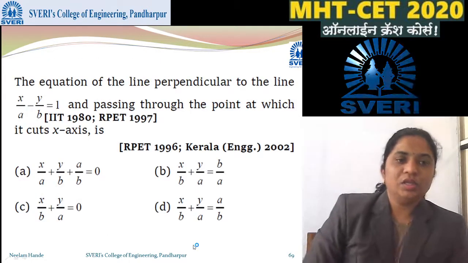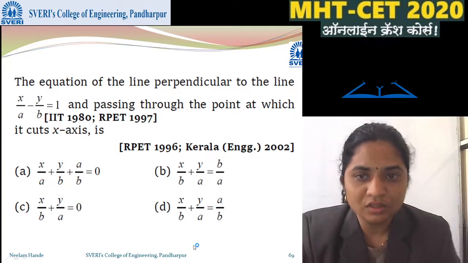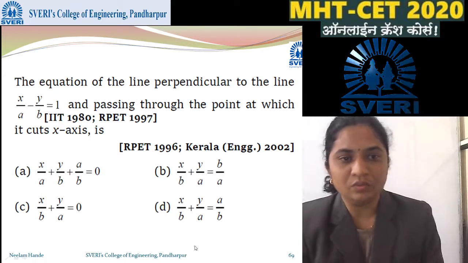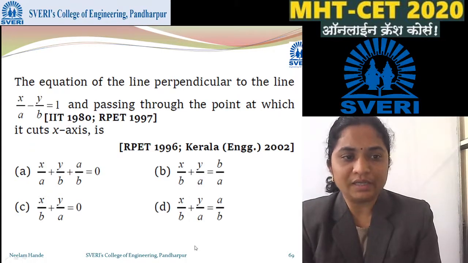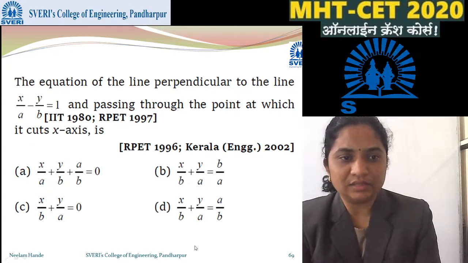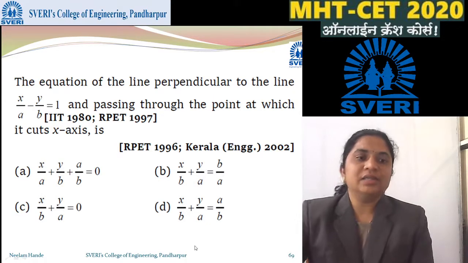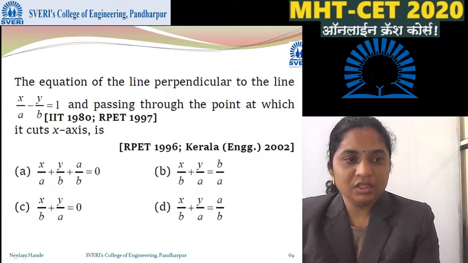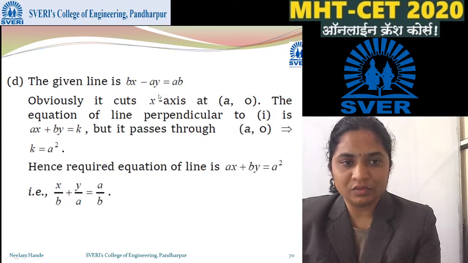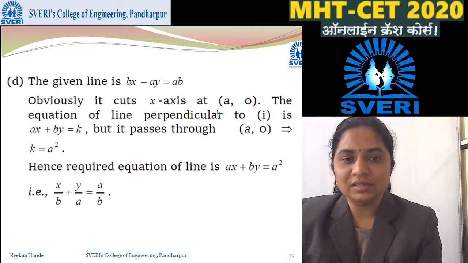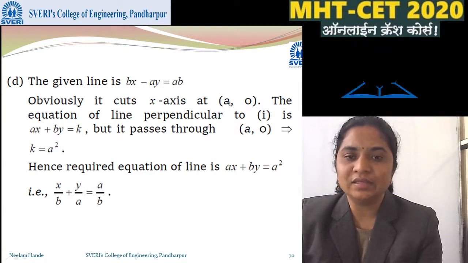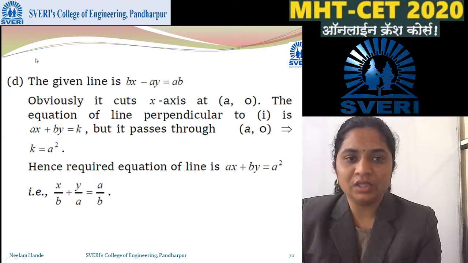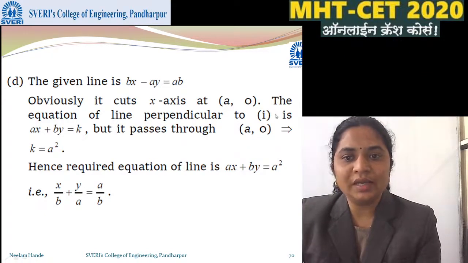Okay, next question. The equation of the line perpendicular to the line given here, x by a minus y by b is equal to 1, and passing through the point at which it cuts the x-axis is... It cuts the x-axis. Okay, the given equation, we cross multiply and write the equation here. It cuts the x-axis at somewhere, say A. It cuts the x-axis means the y part is 0, so the point is (a, 0), and the line is perpendicular to this.